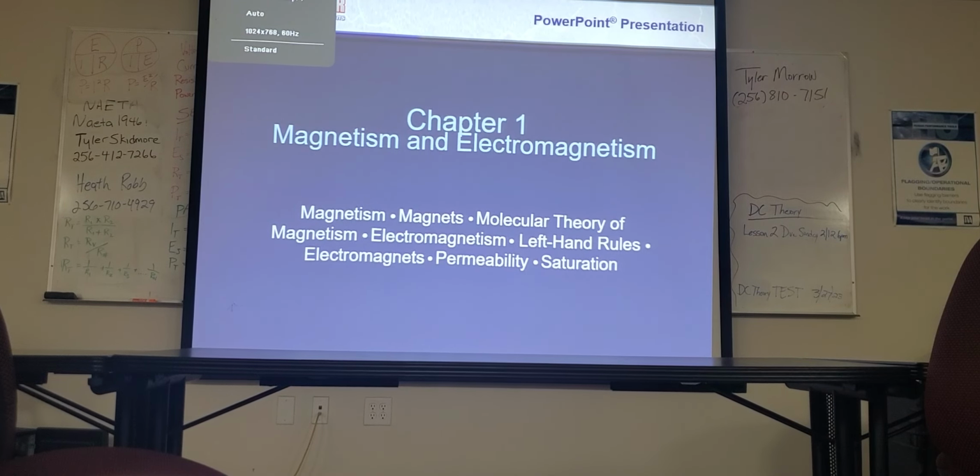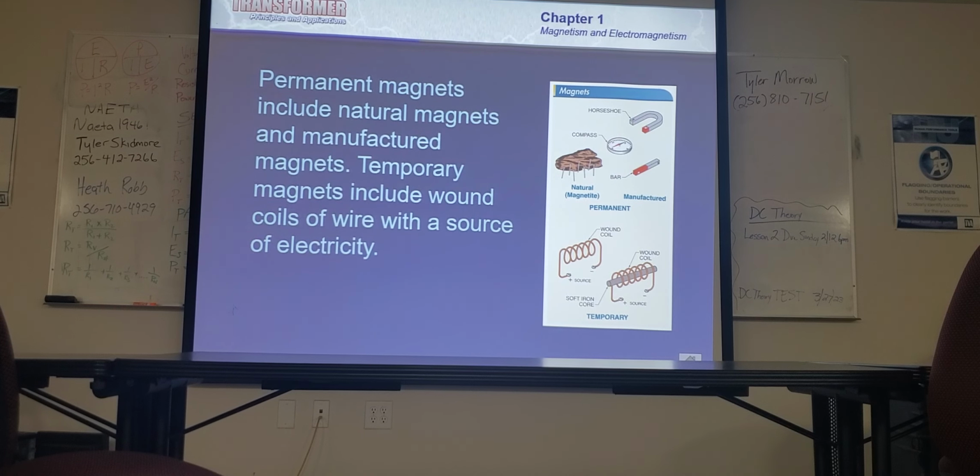Permanent magnets are magnets that can hold their magnetism for a long period of time. Permanent magnets include natural magnets, such as magnetite, and manufactured magnets. Most common permanent magnets are horseshoe magnets, compasses, and bar magnets.